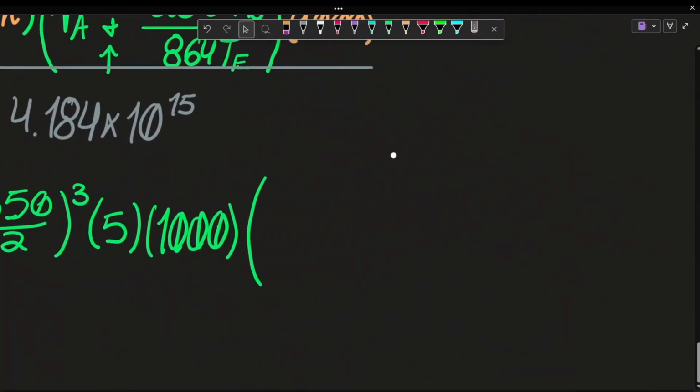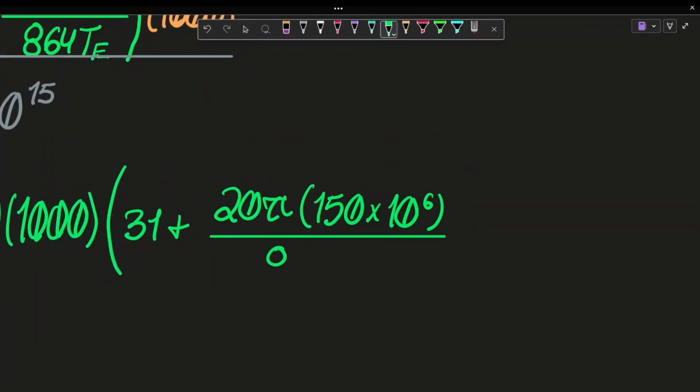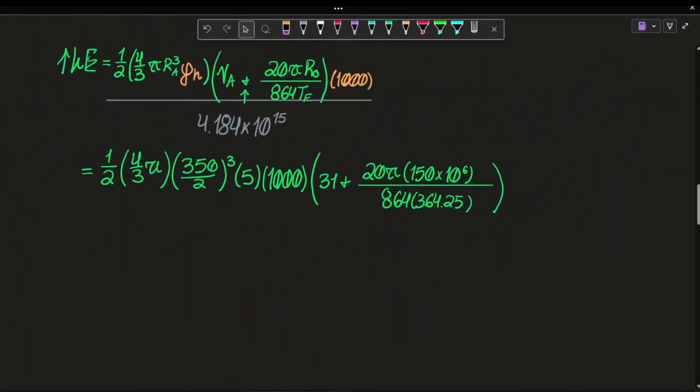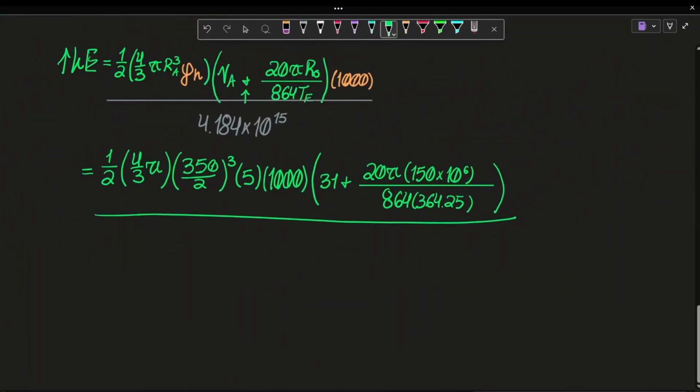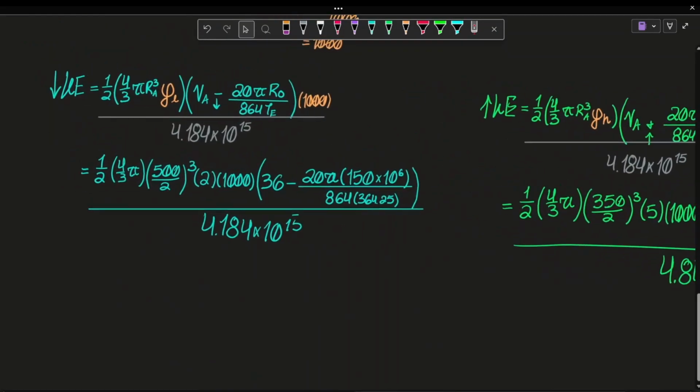So this would be 31 plus 20 pi. The radius was over 864. 365.25 days. And then, of course, the conversion factor to megatons of TNT, 4.184 times 10 to the 15. Now, I'm going to put this in a calculator.